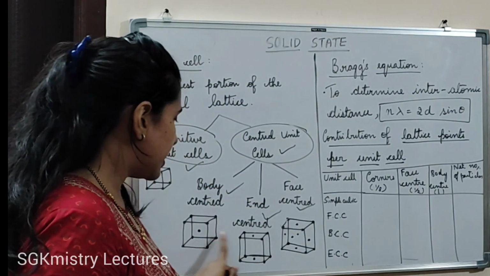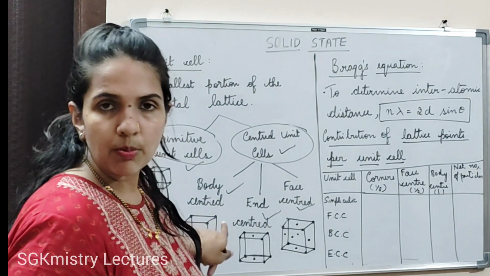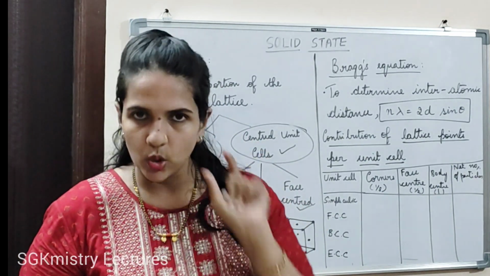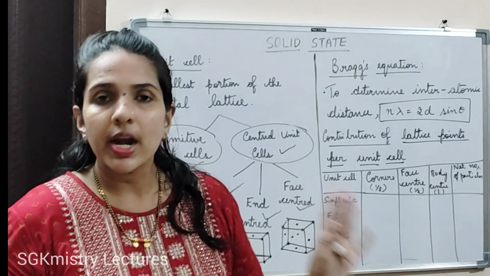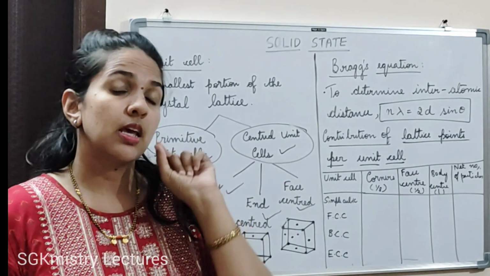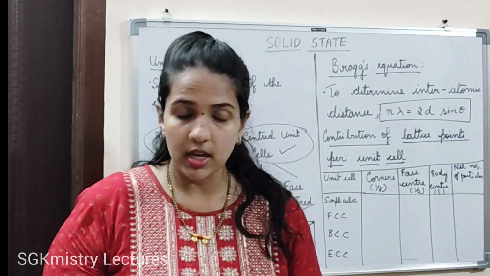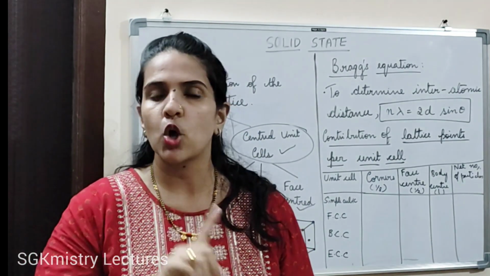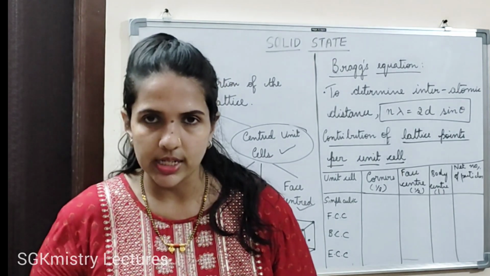Next, body centered. If you check, this atom or this particle belongs entirely to that particular unit cell. So it is not shared with any other unit cell. The contribution of the particle which is present in the center of the unit cell is 1. It is not shared with any other unit cell.